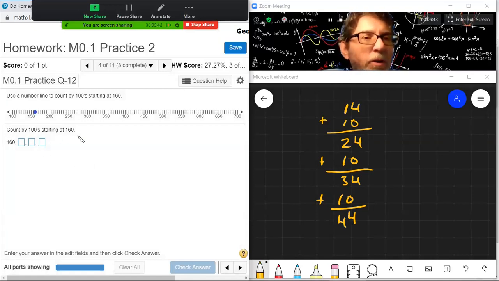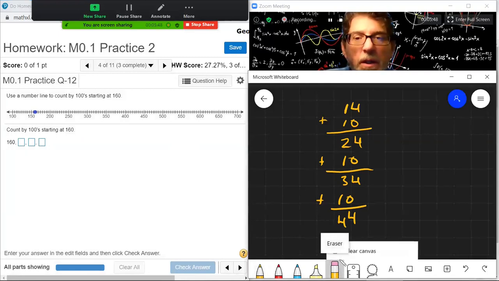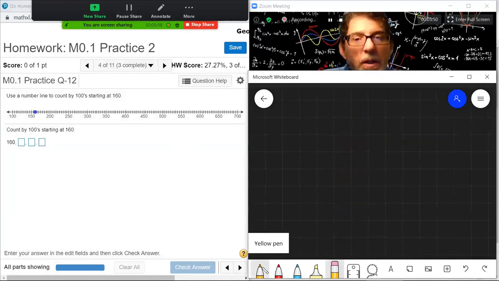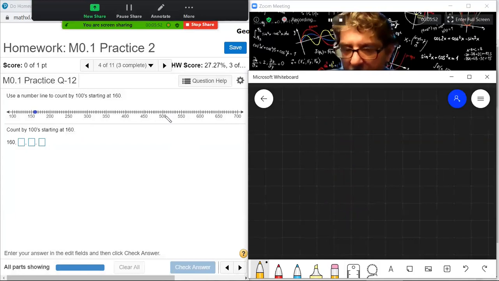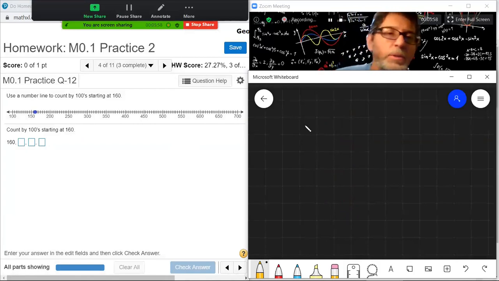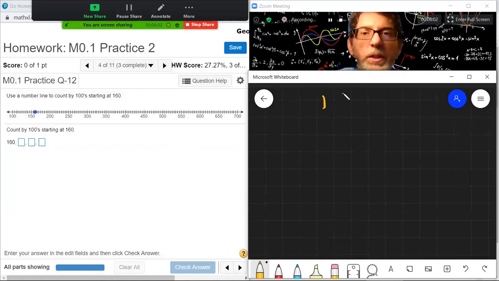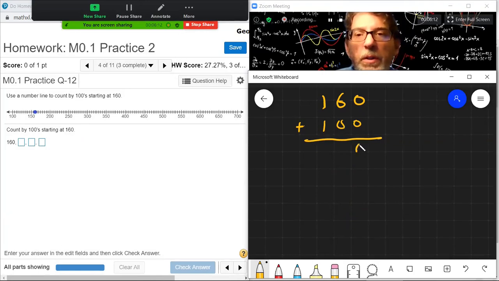Count by 100s, starting at 160. Well, we're not going to use that diagram. It's almost impossible to use it anyway, right? So small. We're going to add, just like we just did. Very similar concept. So our starting point is 160, and we're counting by 100s. We're skipping forward by 100s.